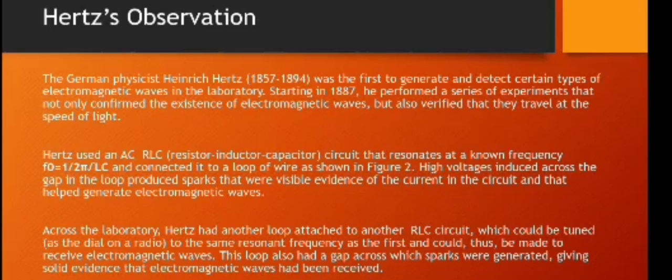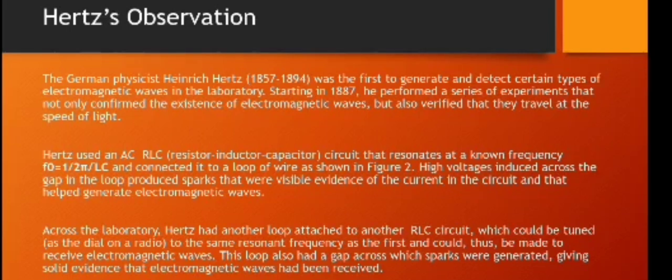Hertz used an AC RLC or resistor, inductor, capacitor circuit that resonates at a known frequency and connected it to a loop of wire. High voltage induced across the gap in the loop produced sparks that were visible evidence of the current in the circuit and that helped generate electromagnetic waves.